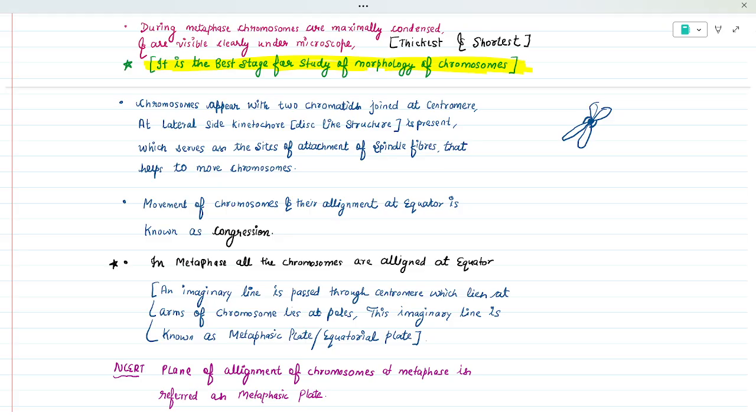Again, it is a very important question. What serves as the sites of attachment for spindle fibers? Then the answer would be kinetochore. And why are spindle fibers attaching to the kinetochore sites, and why is this attachment important? So that chromosomes can move. Spindle fibers will help in the movement of chromosomes, right? And the next important line: during metaphase chromosomes move and they get aligned at the equator. This movement of chromosomes is known as congregation.